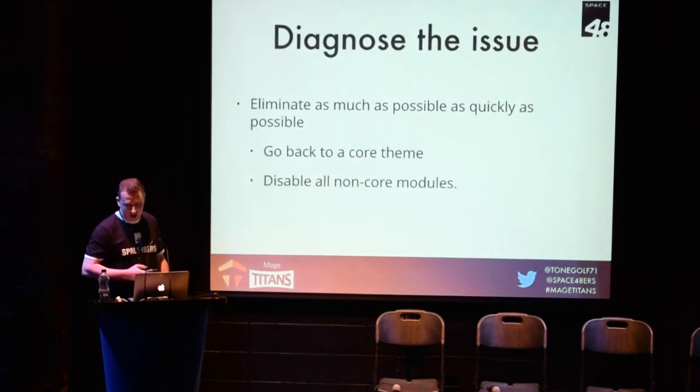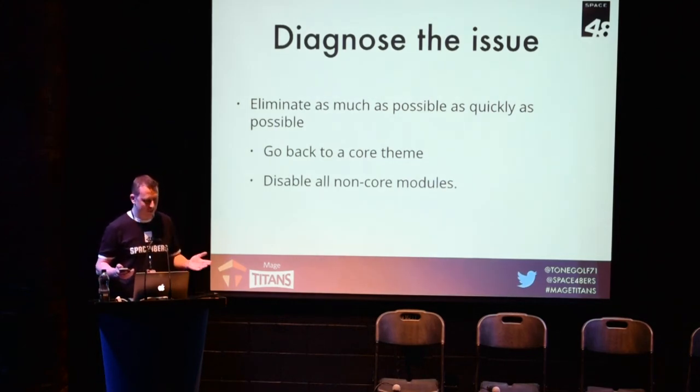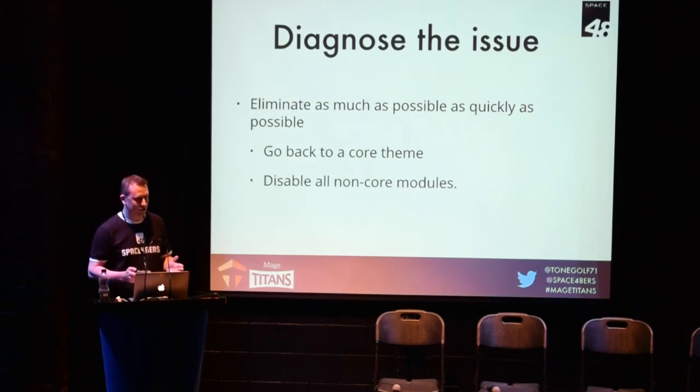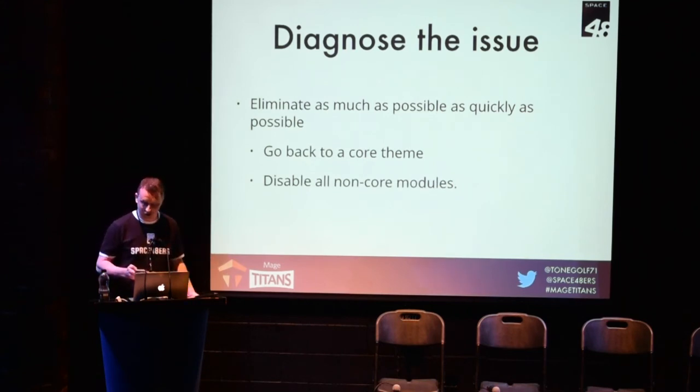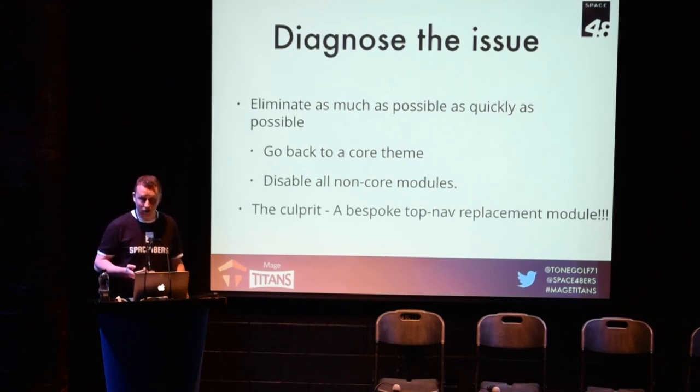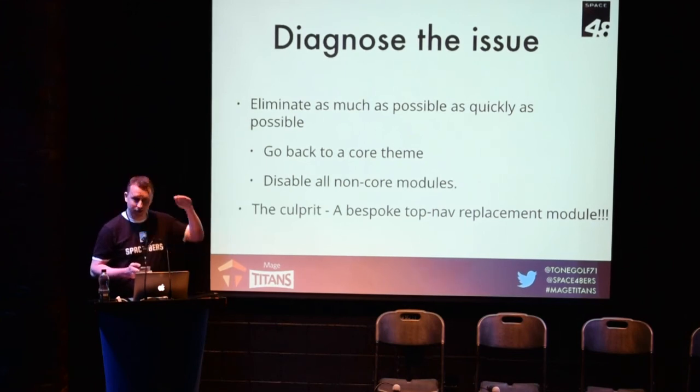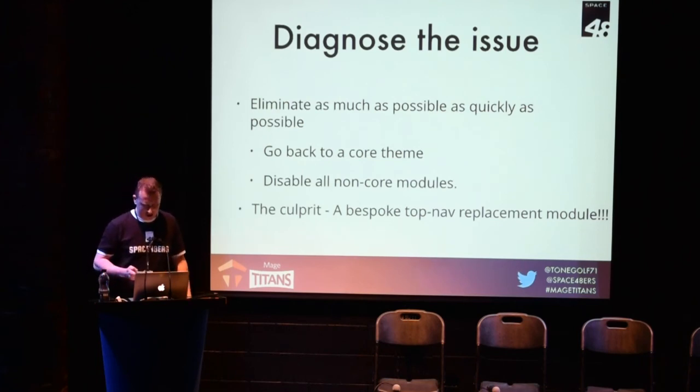So, how do we diagnose that further? Well, whenever we get into problem solving in Magento, it's trying to eliminate as much as you can, as quickly as you can. Where is this problem coming from? So go back to the core theme, disable all non-core modules, and the behavior went away. The issue was fixed, but fortunately we can't leave it like that. So start re-enabling parts until the issue comes back. And we found that the culprit was an individual module that was a bespoke top navigation replacement for the categories at the top of the site that's used on every single page. But why?